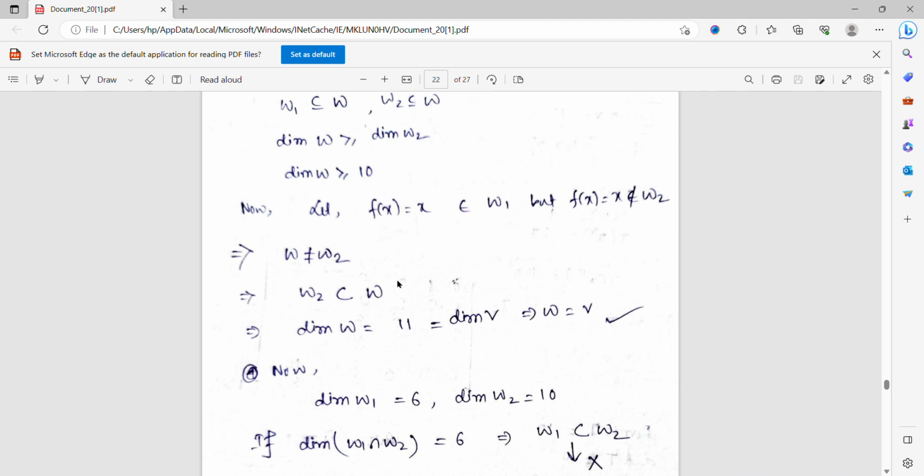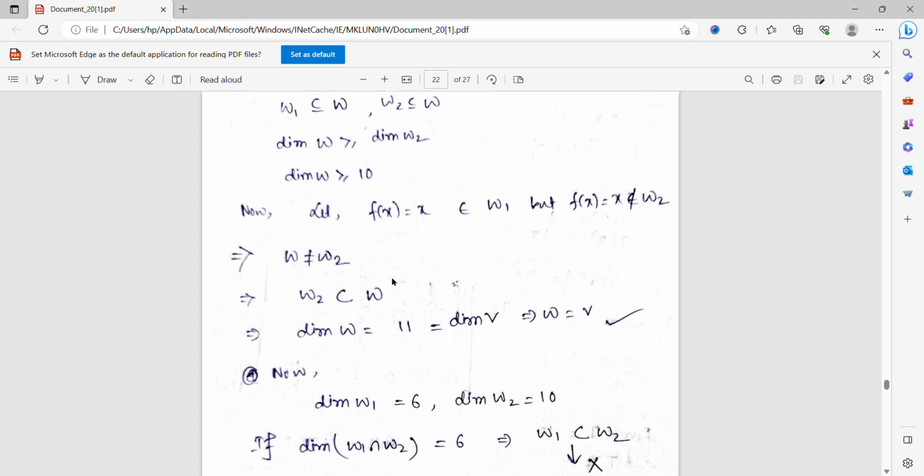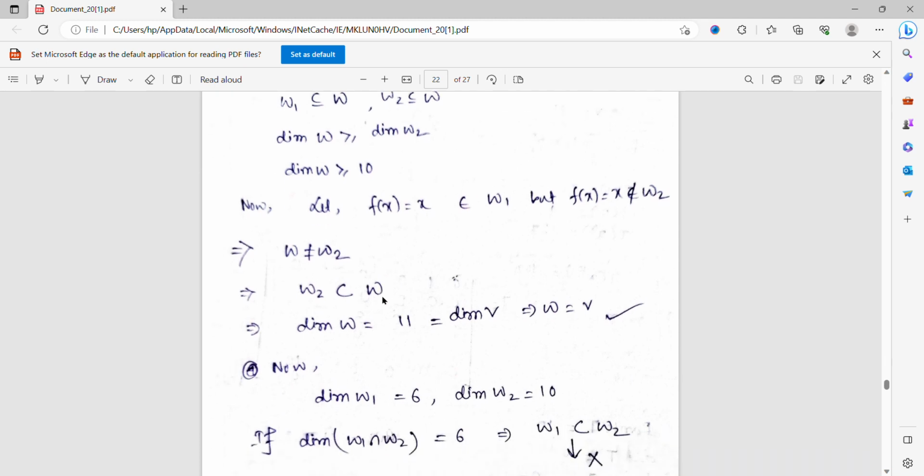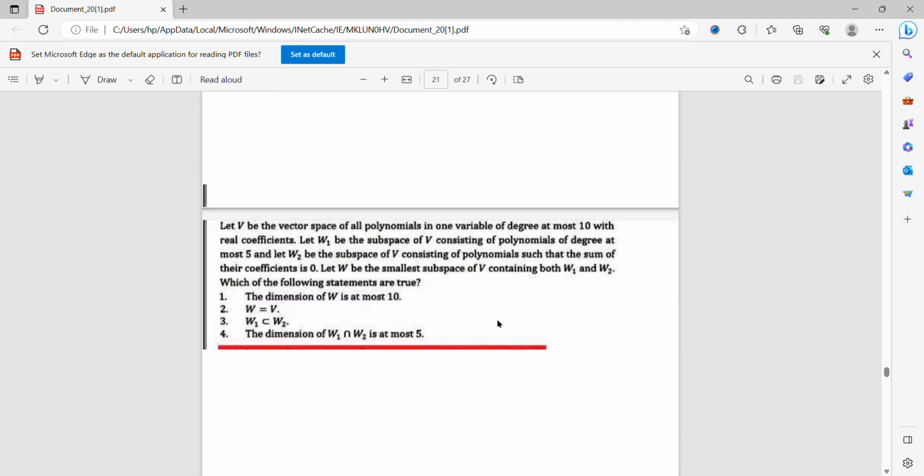Now dimension of W2 is 10, and it is a proper subspace of W, and also W is inside V, so dimension of V is 11. I have, right? Dimension of V is 11. So dimension of W is 11, equal to dimension of V. So W is definitely equal to V.